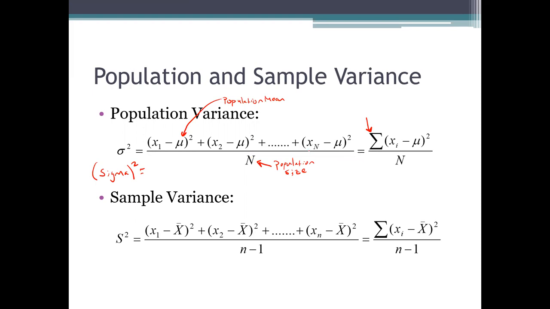This right here, this sigma, this is the sum. So it's the sum of each individual x value minus the mean squared. And then once you figure out what that sum is, you divide by capital N, right?